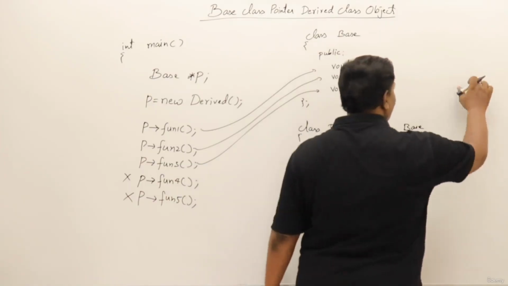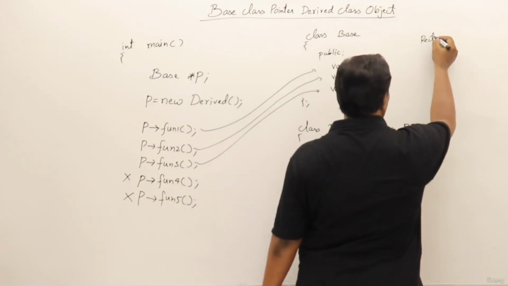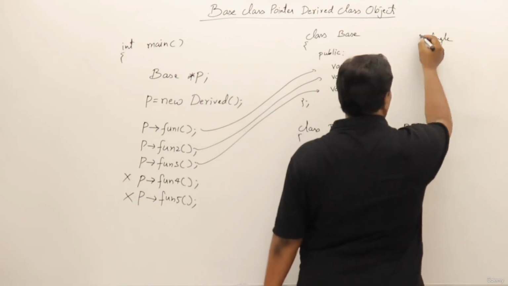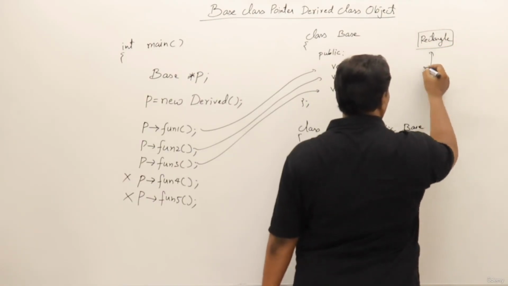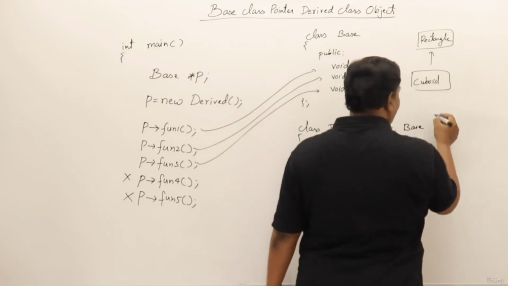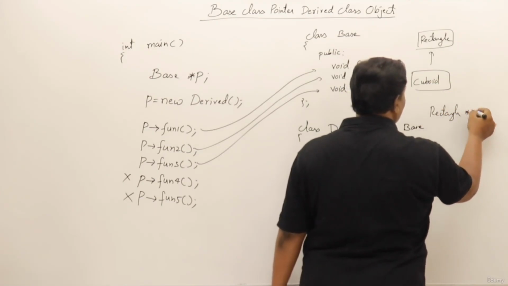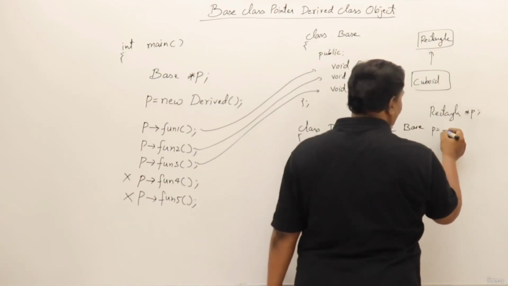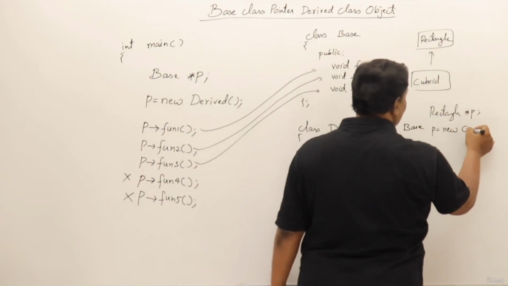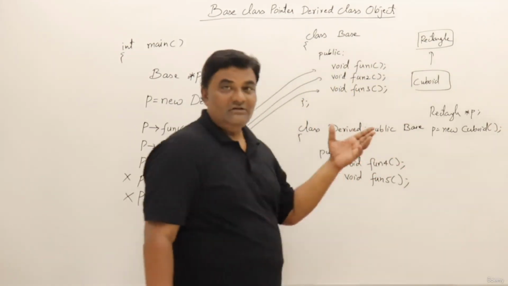Suppose there is a class called rectangle, and there is a class called cuboid. We already wrote this. Can I have a pointer of rectangle and the object of cuboid? Yes. So it is just like the conceptual meaning.